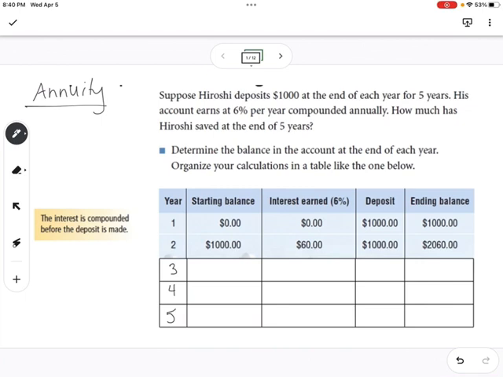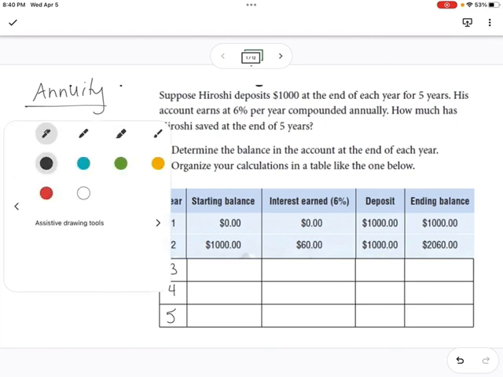suppose Hiroshi deposits $1,000 at the end of each year for 5 years. His account earns 6% per year compounded annually. How much has Hiroshi saved at the end of 5 years? So what we want to do here is determine the balance in the account at the end of each year, and we're going to be putting it in the table.